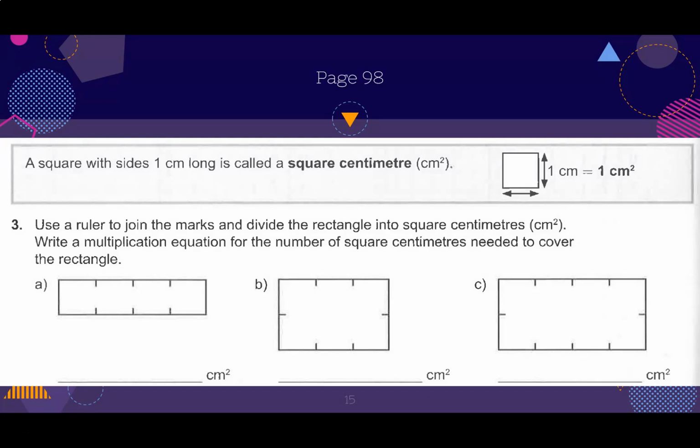Question 3 says, use a ruler to join the marks and divide the rectangle into square centimeters. Write a multiplication equation for the number of square centimeters needed to cover the rectangle. Let's try part A together. Let's join these lines. Now I can see that I have 4 squares by 1 square. So my multiplication equation is 4 times 1 equals 4 centimeters squared. And you can see that we have 4 square centimeters. Try B and C on your own.